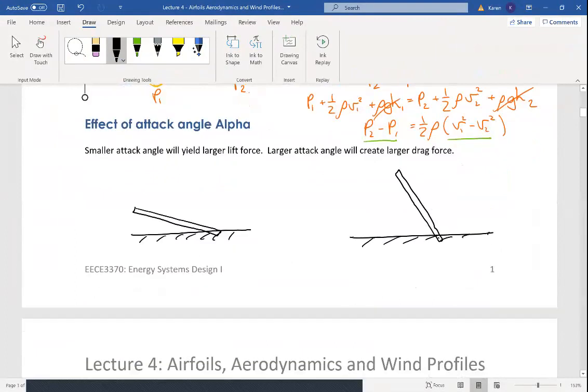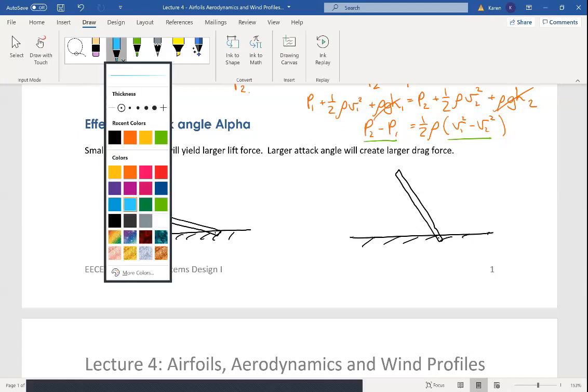Same physics is going to also apply to water power across the fins and vanes of water turbines. It's just a different fluid, water instead of air.